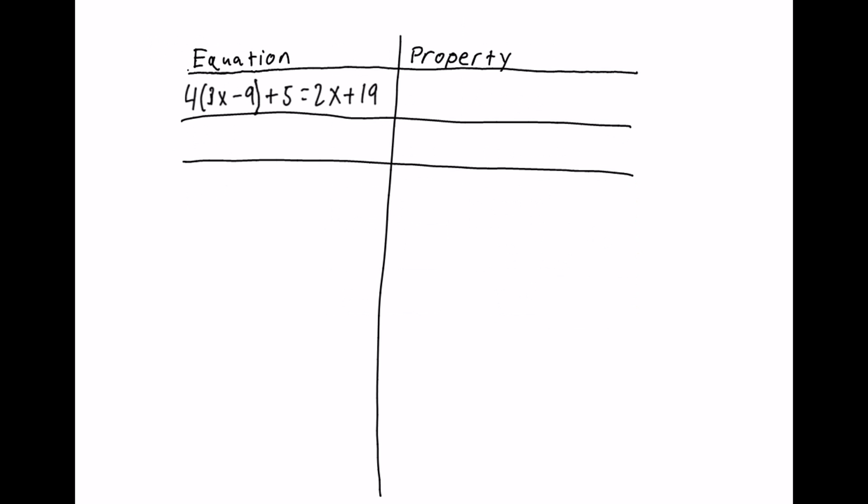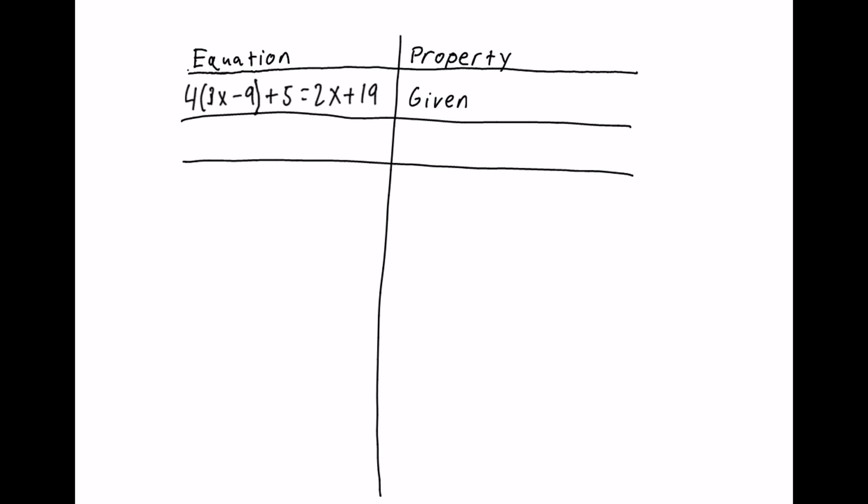Alright, so the first equation was given to us, so property is given. Then, here we have distributive property. We've got something multiplying by something in parentheses. Always do the distributive property first before anything else. So let's get rid of that first.